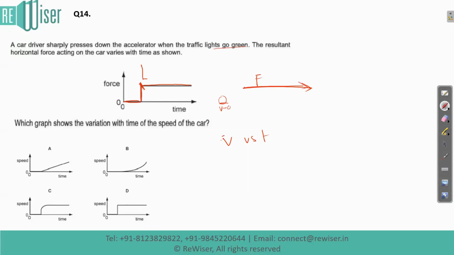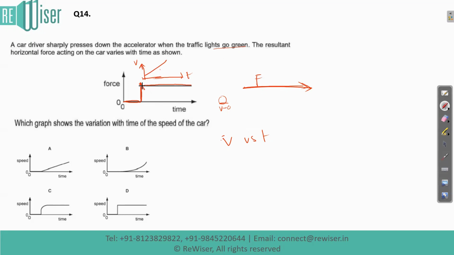so it will look like this. V versus T would look like this, or maybe somewhat like this. Okay, linear graph. Basically, what I am to say, linear graph.